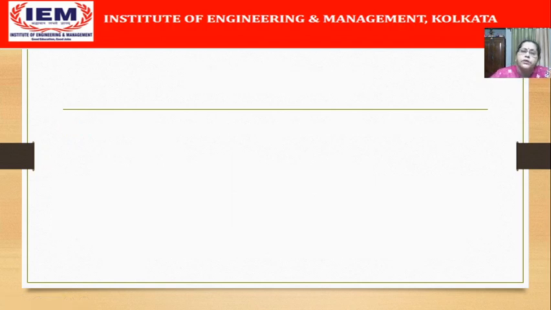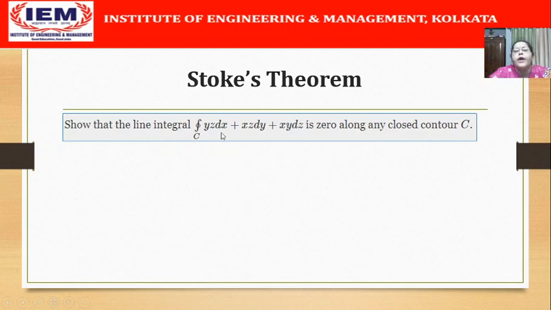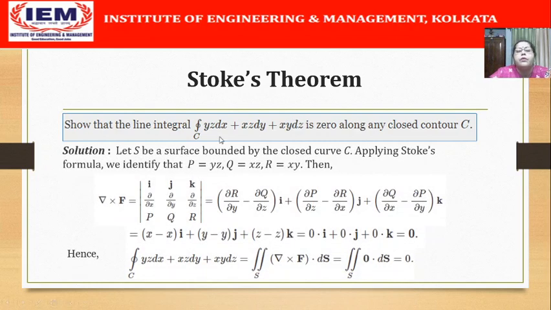Let us now look into problems involving Stokes theorem. The first one: show that the line integral of yz dx plus xz dy plus xy dz is 0 along any closed contour C. Let us apply Stokes theorem to prove this result. As we would like to apply Stokes theorem, we convert this line integral into a surface integral. And we know that in Stokes theorem, the surface integral involves curl F, so we need to find that now. And what is F over here? We can observe easily that the components of F are yz, xz and xy. So as per our notation, P is equal to yz, Q is equal to xz and R is equal to xy.